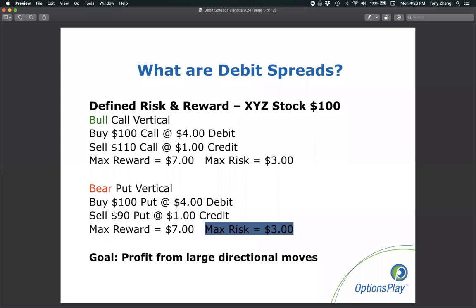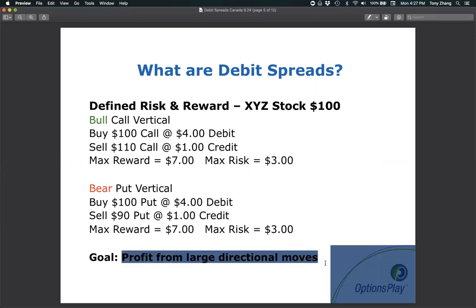And just like the previous example, the distance between the two strikes is $10 between the $100 put that we've purchased and the $90 put that we sell. So the remaining distance between that, the vertical width, is the max reward here. So our max reward is $7 on this particular trade if stock XYZ goes down to $90 or lower. And the goal of trading these two strategies is very simple. We're trying to profit from a large directional move on stock XYZ.